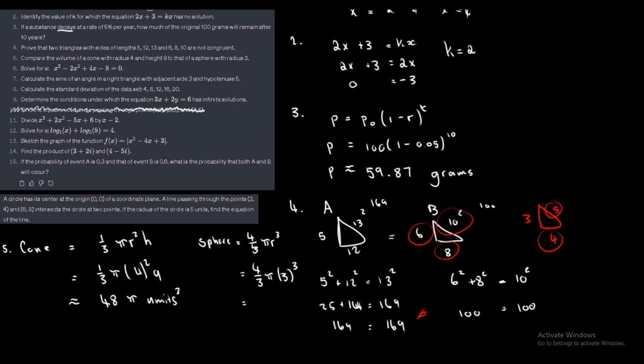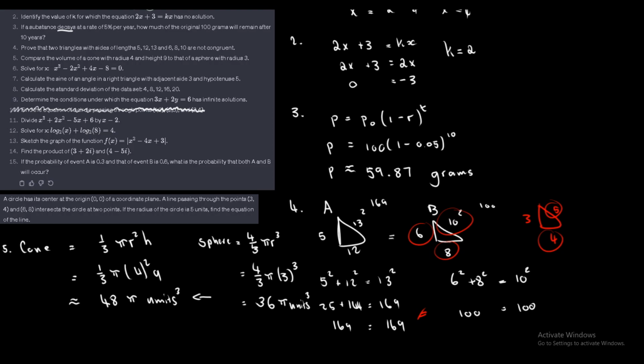But I'll type the full calculation on the calculator. That gives me 36 pi. Okay, so when we compare the two volumes, we can see, well, this one has a difference of 12. So this one's 12 cubic units bigger than my sphere.